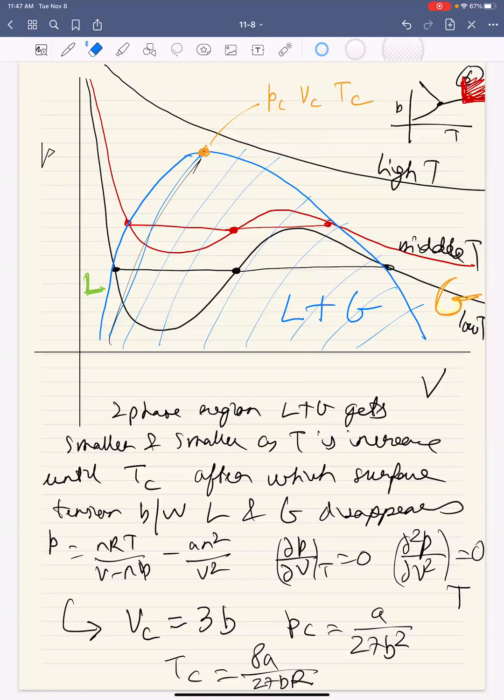Okay. So this that I am drawing over here, this is a two-phase region. While this is one supercritical phase.